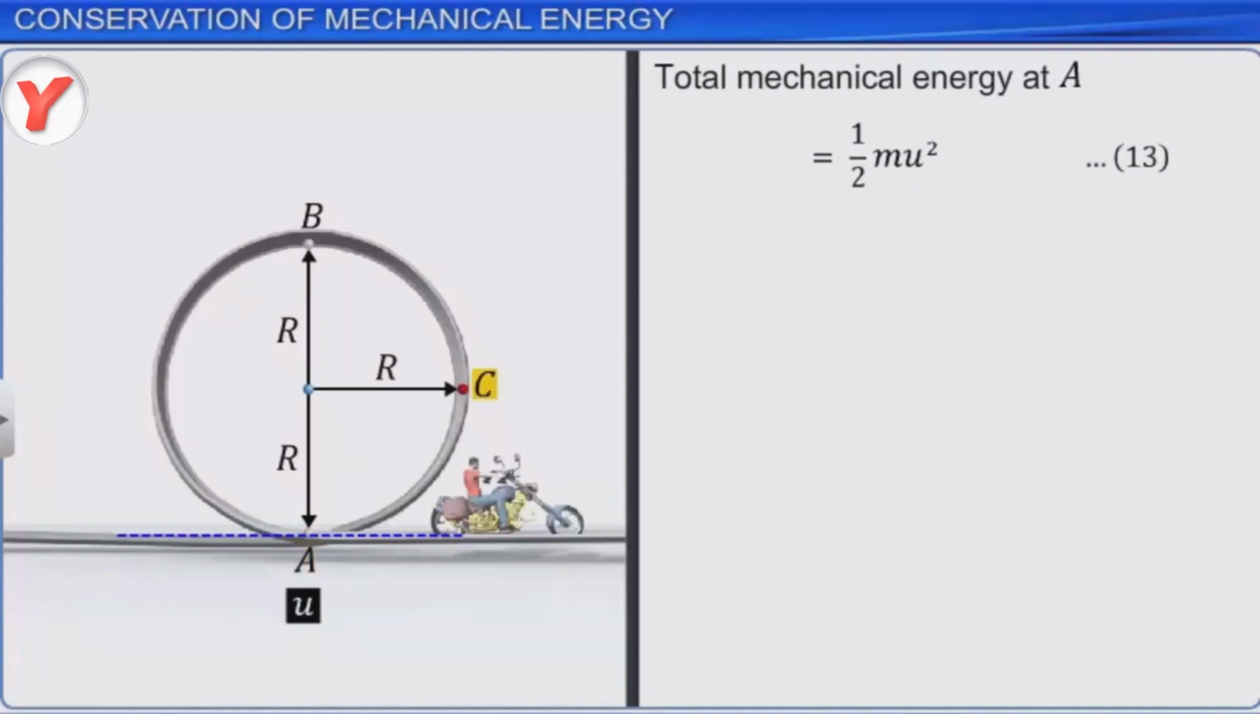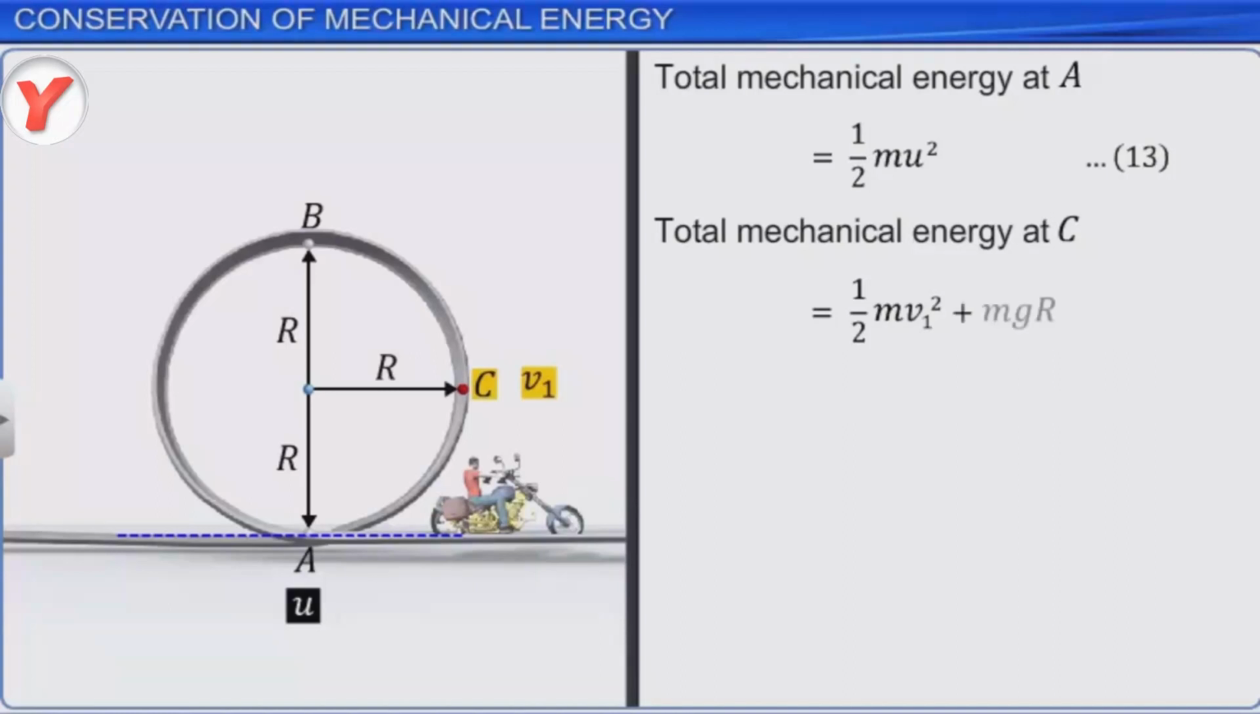When it is at horizontal position C, its velocity is v1. And the height of C from the reference level is equal to R. When at C, its total mechanical energy is partly kinetic, which is half mv1 square, where v1 is the magnitude of velocity at C, and partly potential, which is mgr. The total mechanical energy at C is denoted by half mv1 square plus mgr. Let this be equation 14.